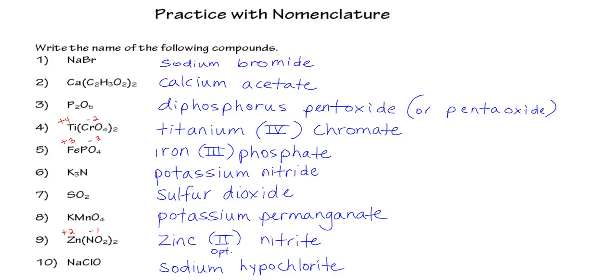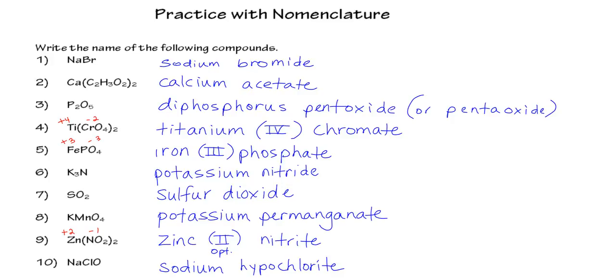Down toward the bottom, number 9, zinc has an optional Roman numeral. Technically, zinc is a transition metal, but 99% of the time, zinc is +2. So if you leave it out, that is fine. Or if you saw the name just written as zinc nitrite, and there's no Roman numeral in there, you can assume that it's +2.